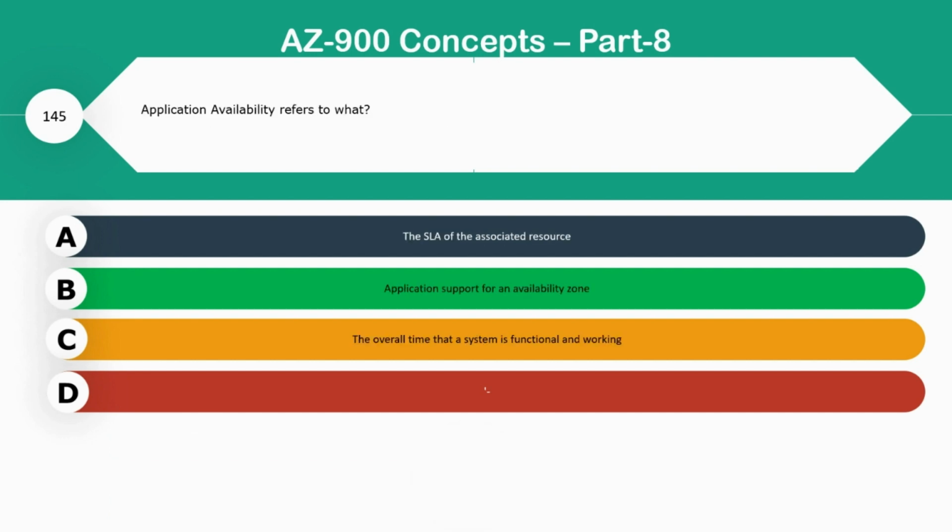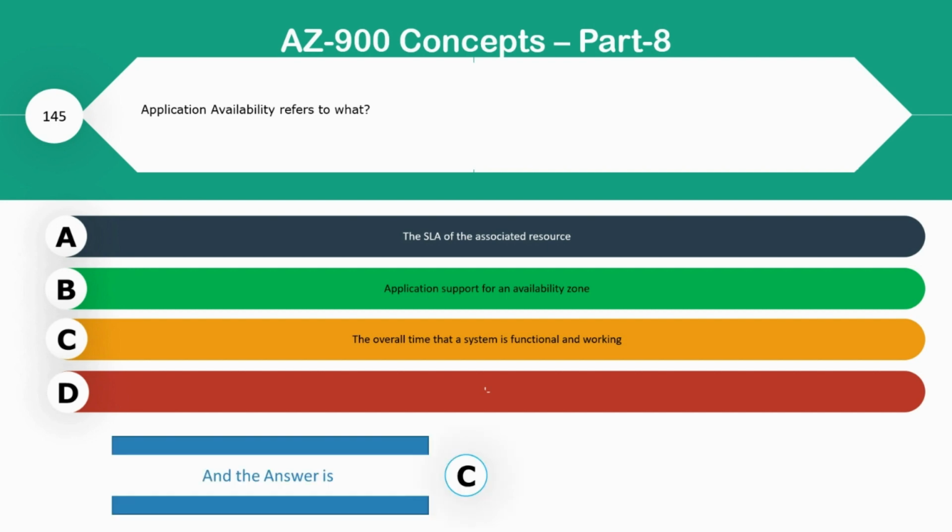Next question. Application availability refers to what? Is it the SLA of the associated resource, or application support for an availability zone, or the overall time that the system is functional and working? The right answer for this question is option C. Let us discuss the reason.